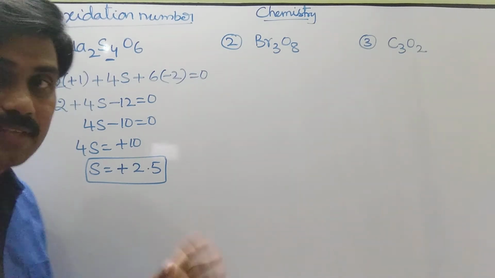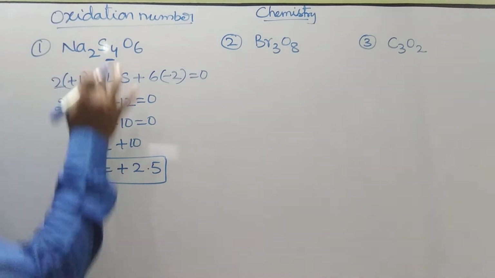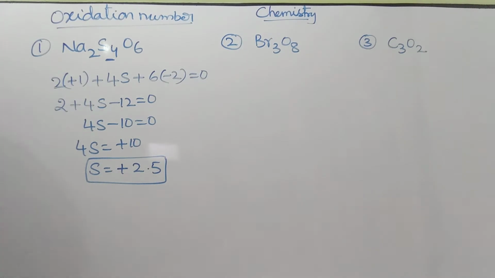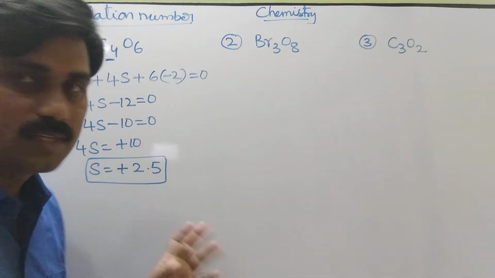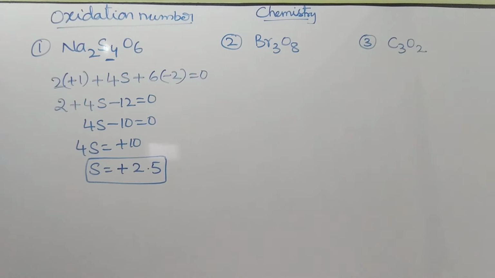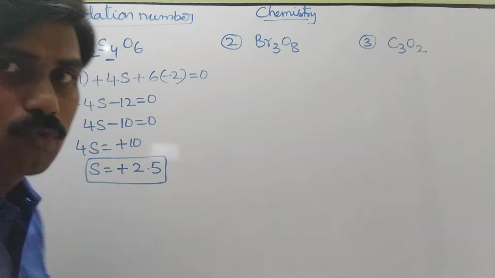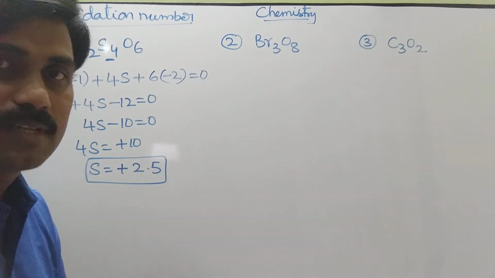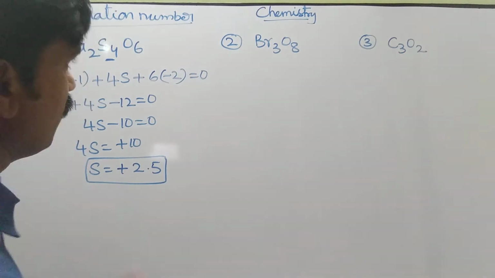Whatever it is, it is the average oxidation state, because here 4 sulfurs are there. That's why this is the average oxidation state. So we may calculate just the average oxidation state. Another method is there based on its structure. I will explain that later.